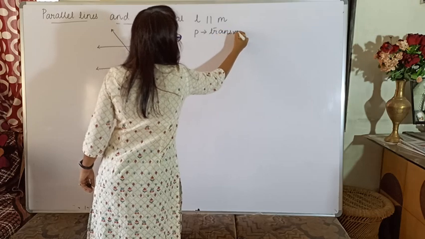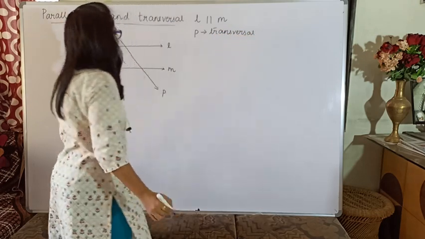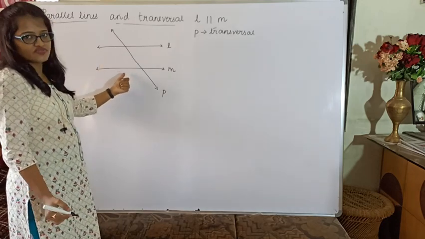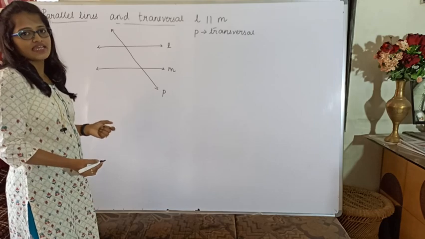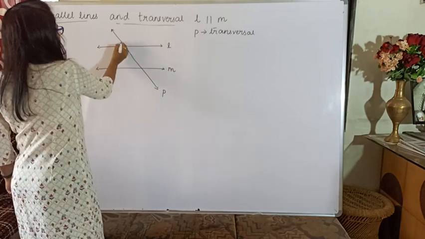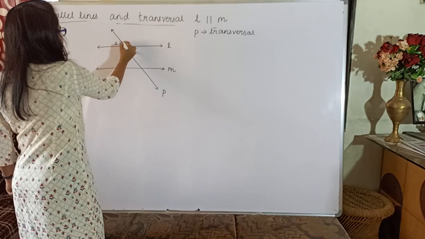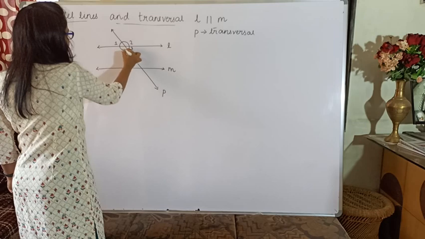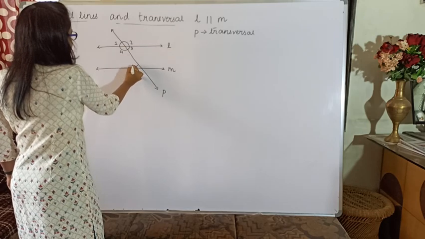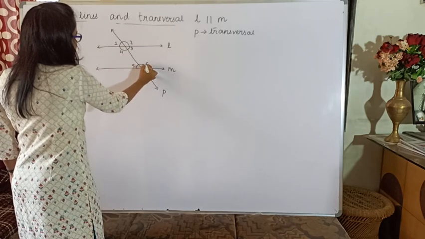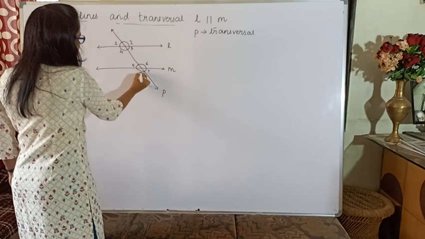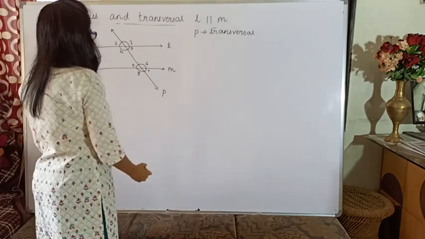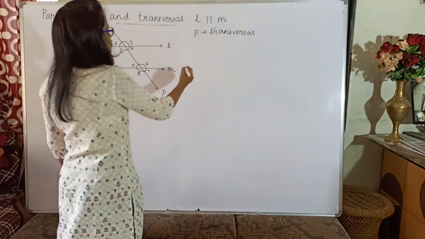Now you have already seen different types of angles with respect to two parallel lines and one transversal, like corresponding angles, alternate angles, and everything. So let us do a quick recap of it. Let me name these angles as angle 1, angle 2, angle 3, and angle 4. Similarly, 5, 6, 7, and 8.